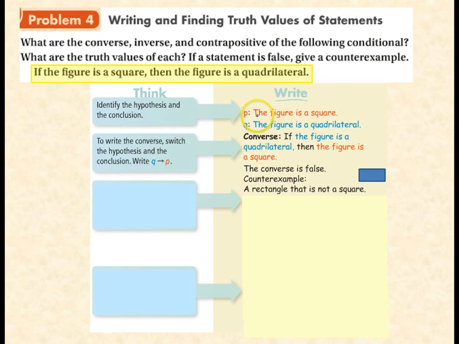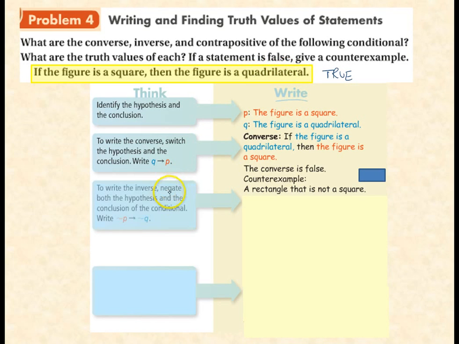What about the original statement? Was that true or false? If the figure is a square, then the figure is a quadrilateral. That one is true, because a square has 4 right angles and 4 sides of equal length. So that definitely qualifies as a quadrilateral. Quadrilateral just means it has 4 sides.